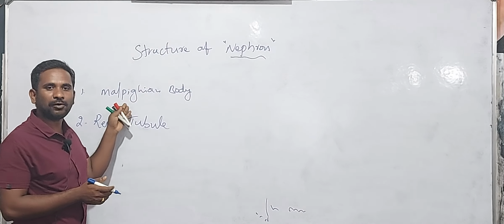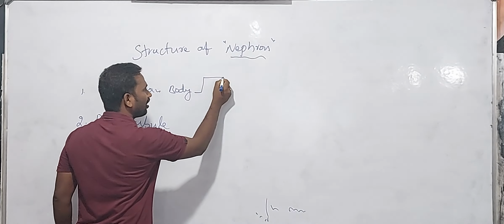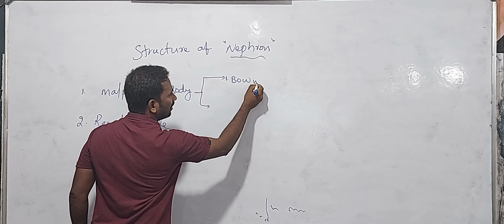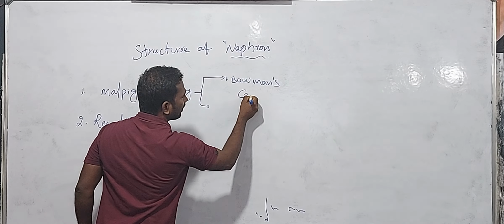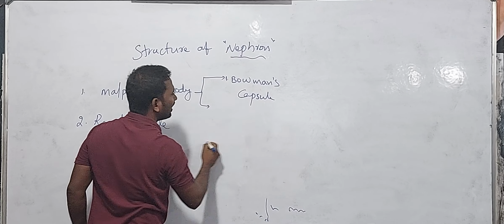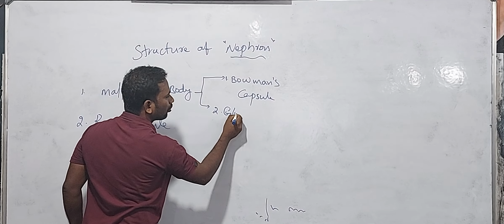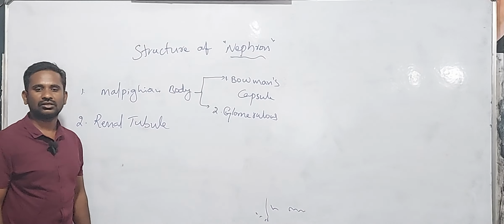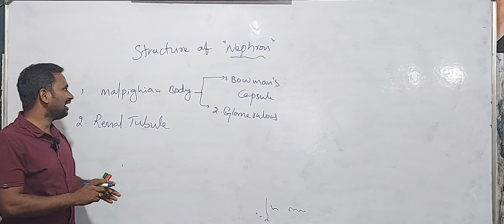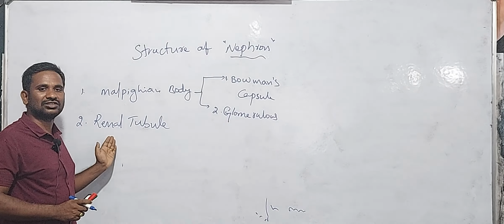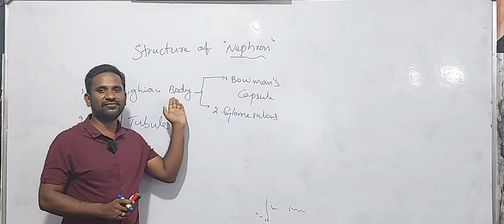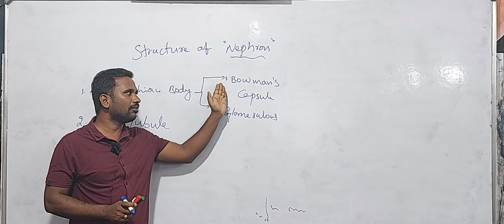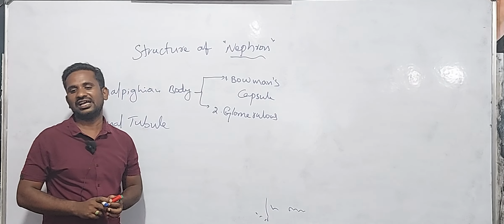The Malpighian body is divided into two regions: one is the Bowman's capsule, and the second one is the glomerulus. Do you understand? So mainly the Malpighian body and the renal tubule. Here the Malpighian body consists of two distinct regions, the Bowman's capsule and the glomerulus.